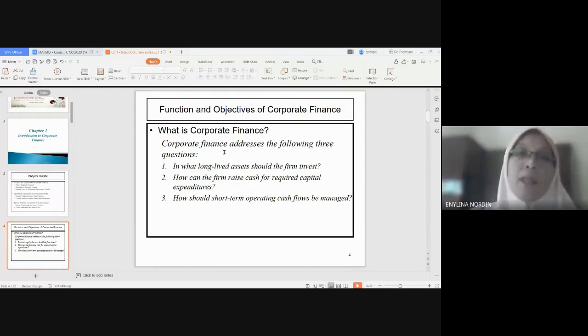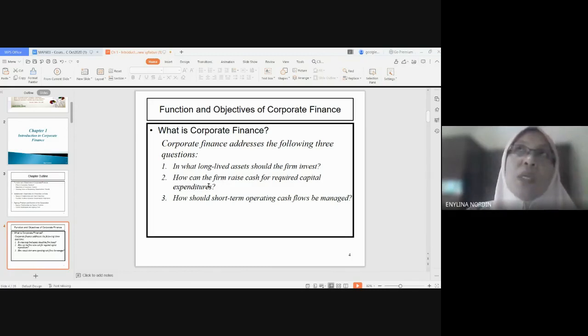Okay. Right. So corporate finance addresses the following three questions. So what are the questions that must be satisfied by the management team? So first is, in what long life assets should the firm invest? That means what kind of investment you want to make for your company, right? And then once you have identified what kind of asset you want to buy for your business, then you have to decide the next question.